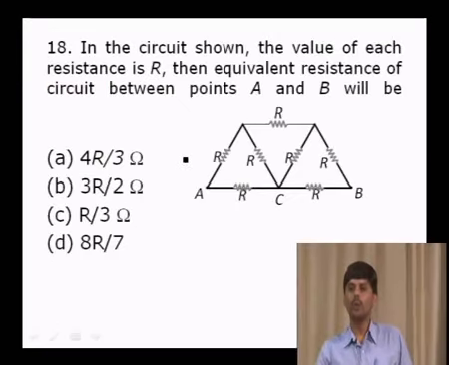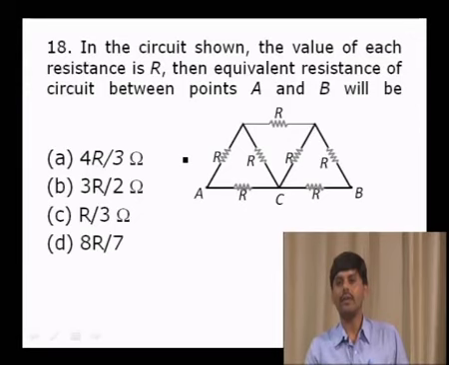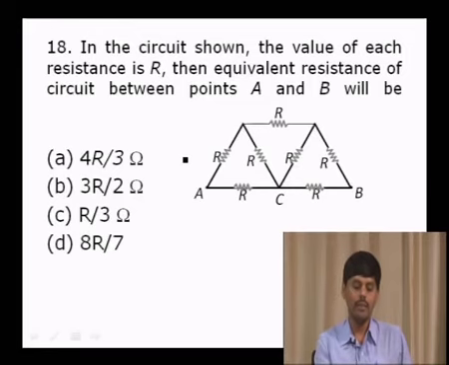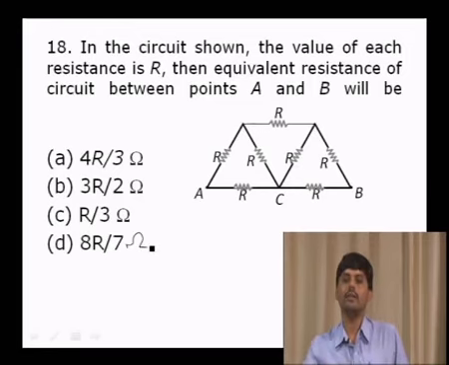In the circuit shown, the value of each resistor is R. They were not providing the value of the resistor, they were given the R. Then the equivalent resistance in the circuit between the points A and B will be option A 4R by 3 ohm, option B 3R by 2 ohm, option C R by 3 ohm, option D 8R by 7 ohm. Here the unit is missing.